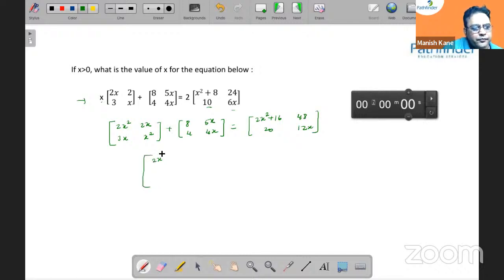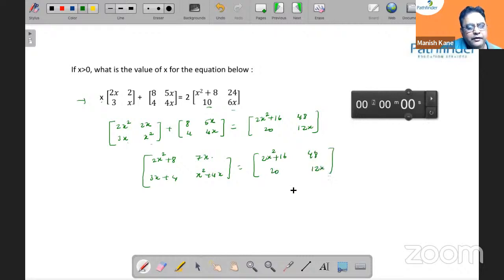What do you get? 2x square plus 8. Here you have 7x. Then here you have 3x plus 4. And here you have x square plus 4x, which is equal to 2x square plus 16, 48, 20 and 12x. Obviously, one of the values of x for which this is equal. In fact, there is no value of x for which this is equal. I guess something is wrong with this question. We'll just leave this question.